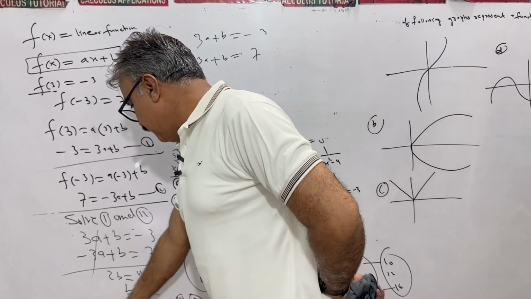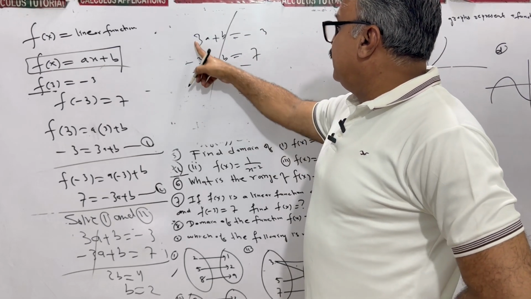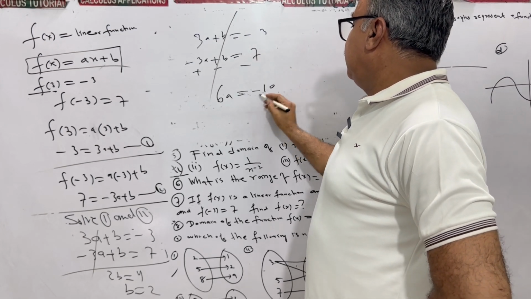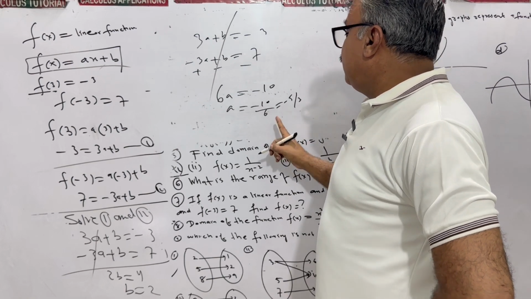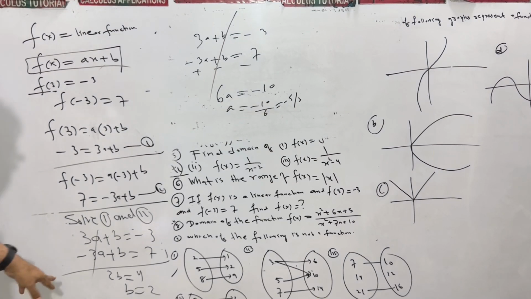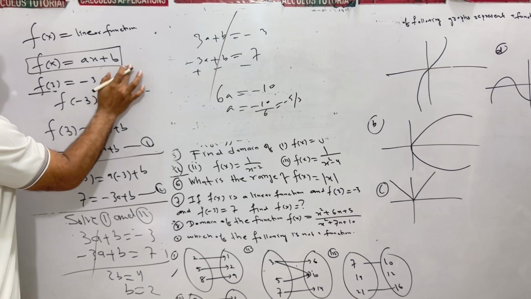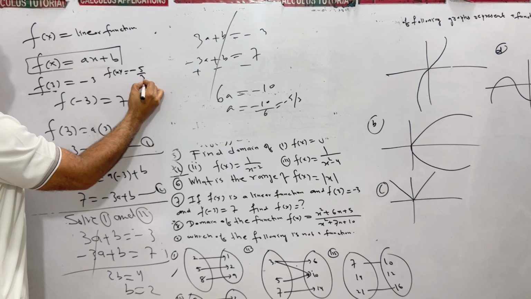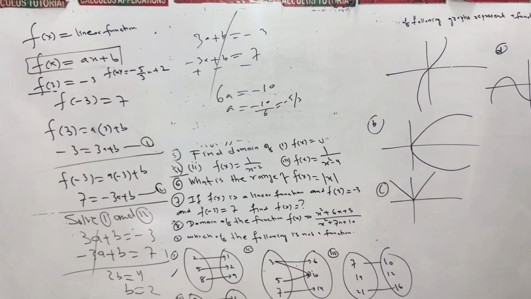First, we have added to get rid of a. Now subtract to get rid of b. b cancelled out. 3a plus 3a, it will become 6a. Minus 3 minus 7, it will become minus 10. So a is equal to minus 10 over 6 or minus 5 over 3. Value of a is minus 5 over 3. Plug in here. f of x is equal to minus 5 upon 3 x, and b is 2.